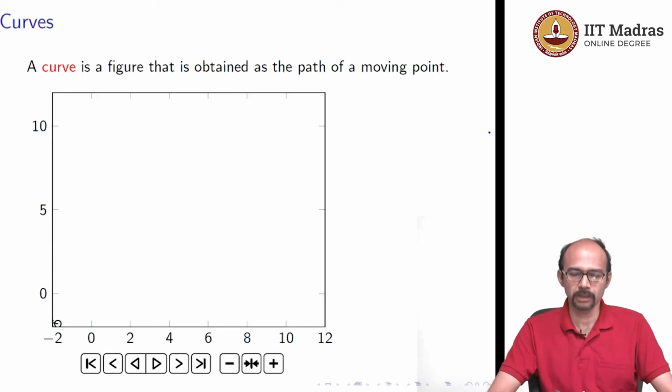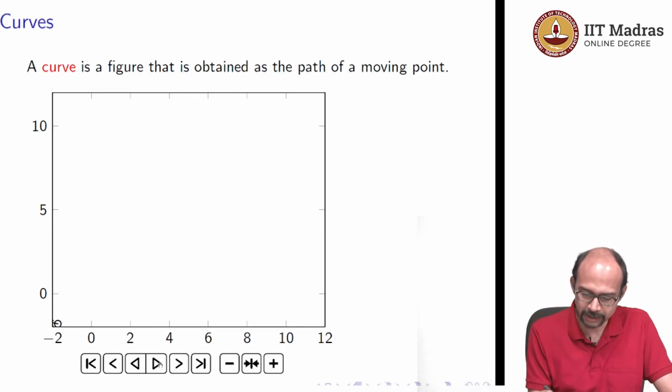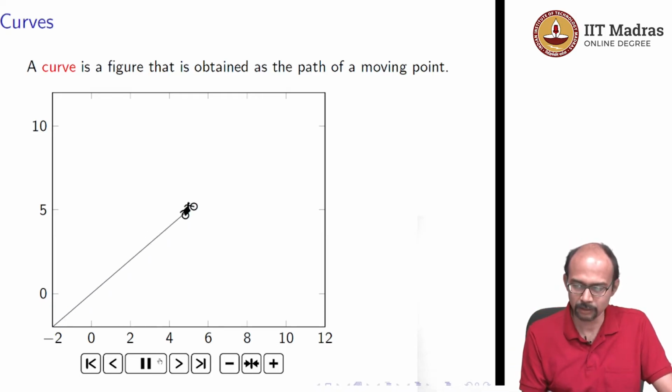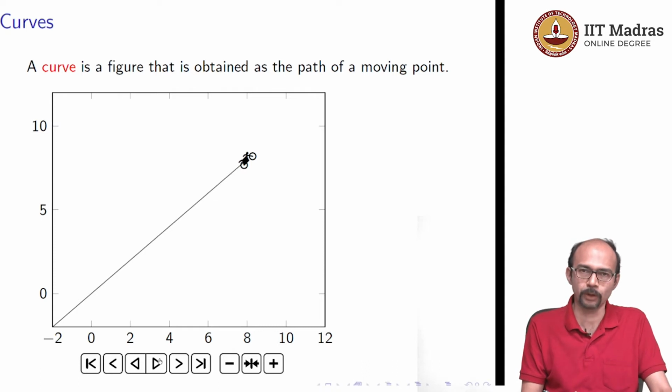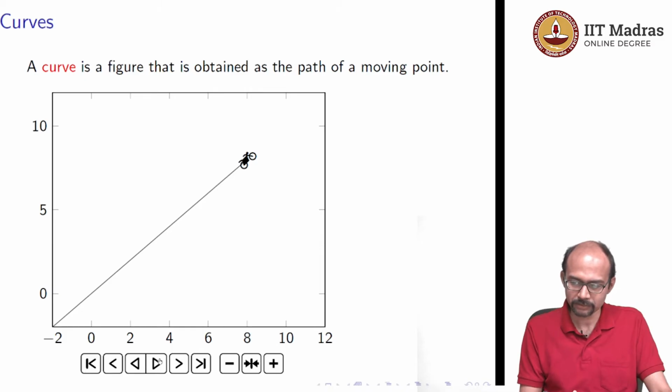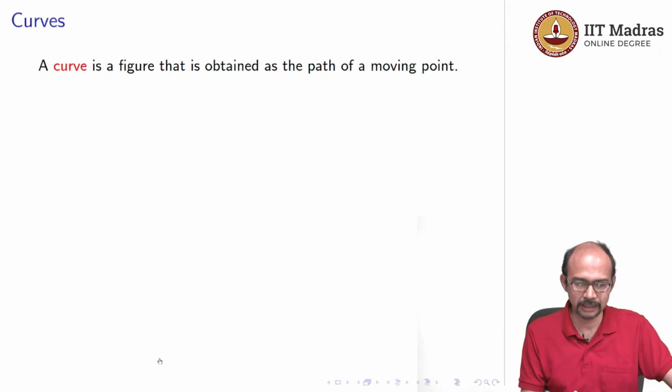So let's see an example. In this example, this is going to be a motorcycle moving, and here's the movement. This motorcycle moves along in a straight line, and in fact it's moving with uniform speed. So this is going to trace a line, and probably this is the line y is equal to x. In any case, it's a line. So this is one possible curve. So straight lines are also curves.